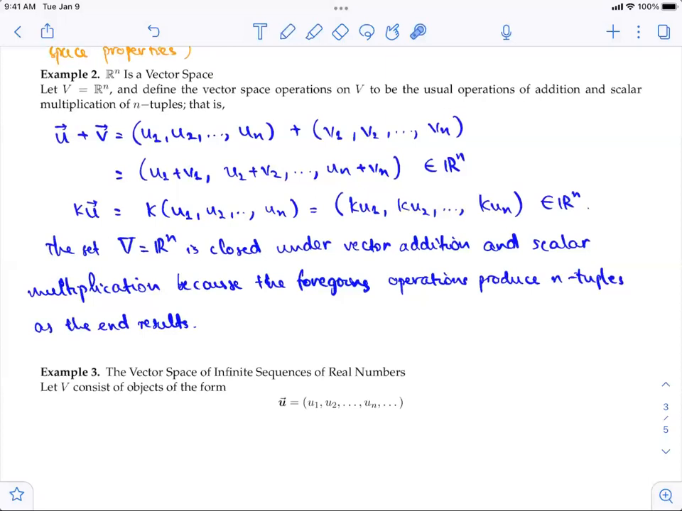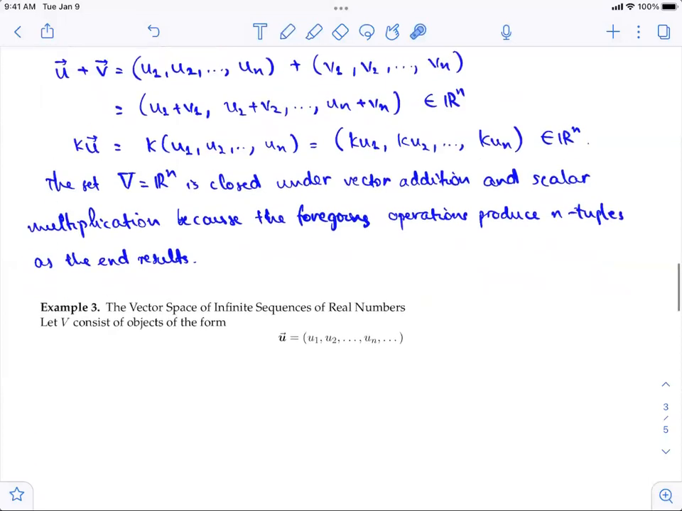Again, we're not going to check all the properties of the vector space. It's very time consuming. We're just going to focus on vector addition and scalar multiplication. Also a quick note here: V equal to Rn satisfies all the properties of a vector space.